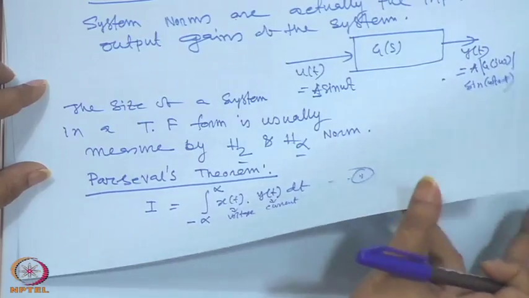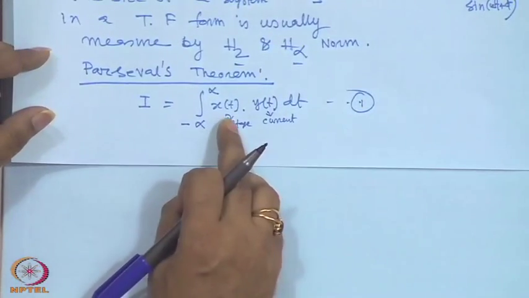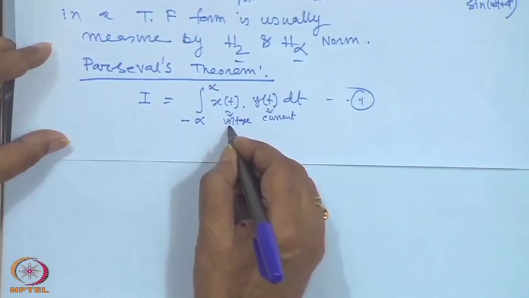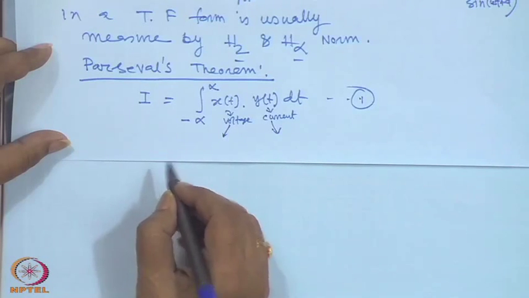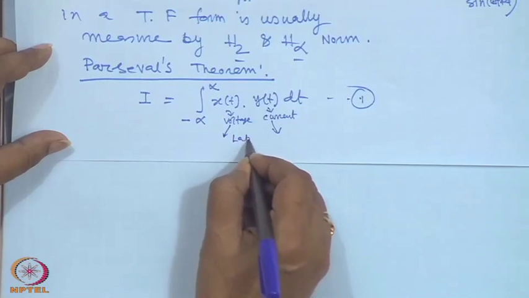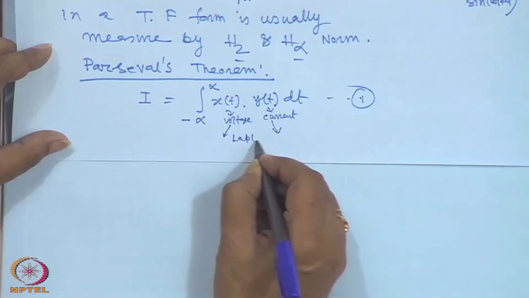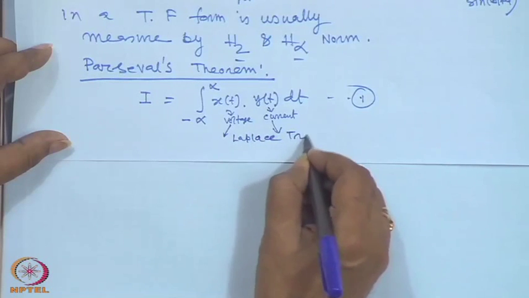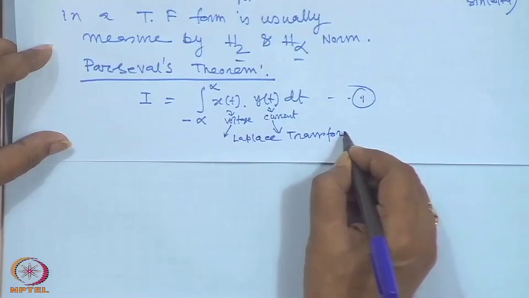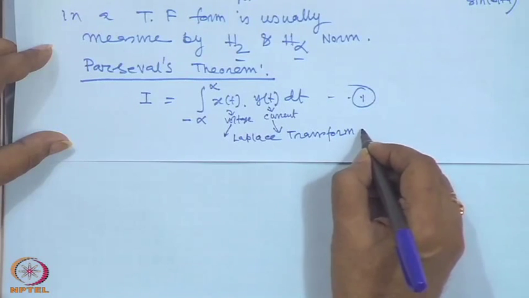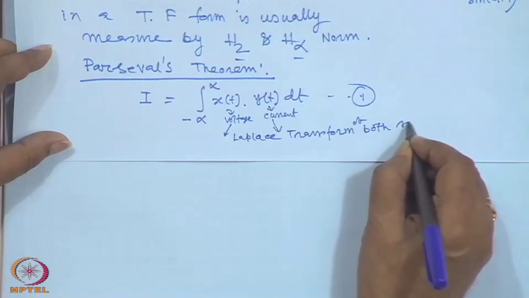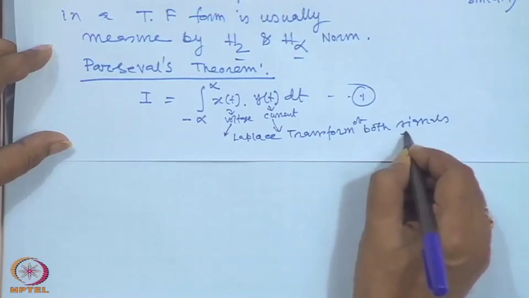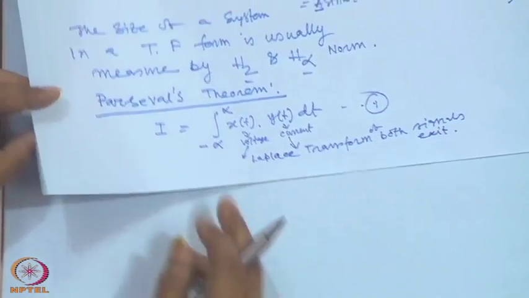What does Parseval's theorem tell us? We will see here. We make the assumption that the Laplace transforms of both the voltage and current signals exist. That is our assumption.